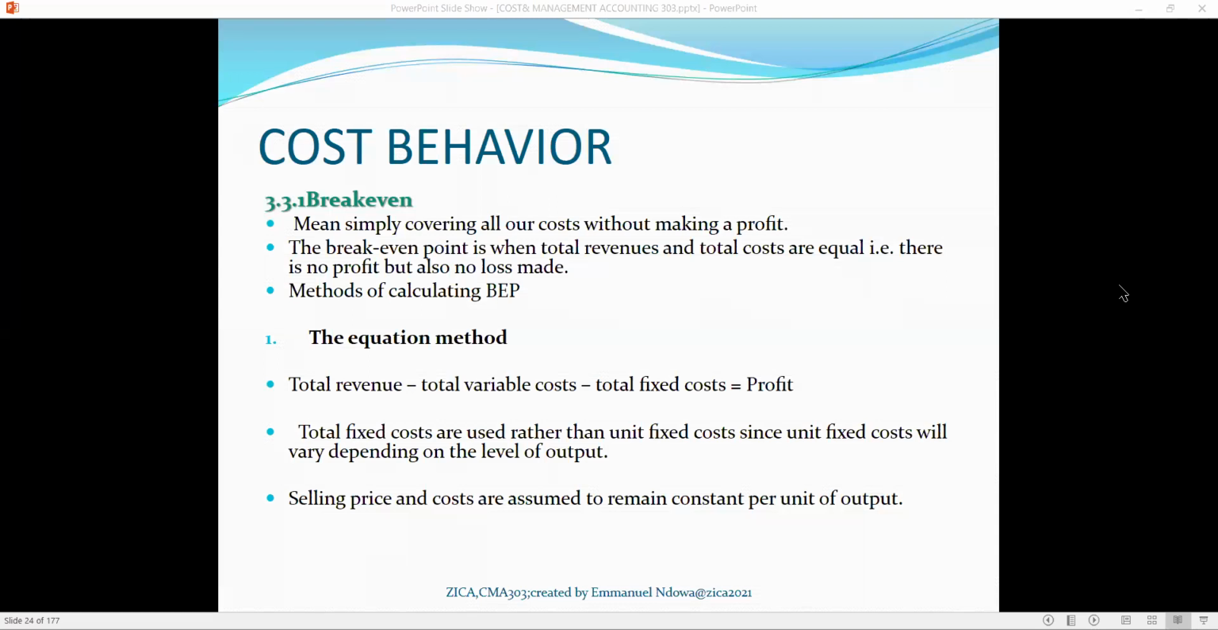The total fixed costs are used rather than unit fixed costs, since unit fixed costs will vary depending on the level of output. The selling price and the costs are assumed to remain constant per unit of output.